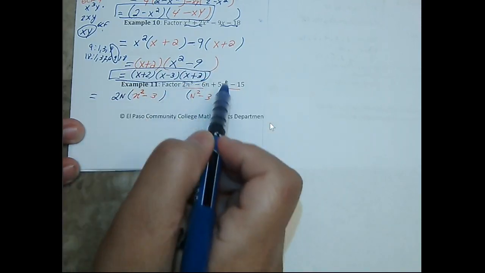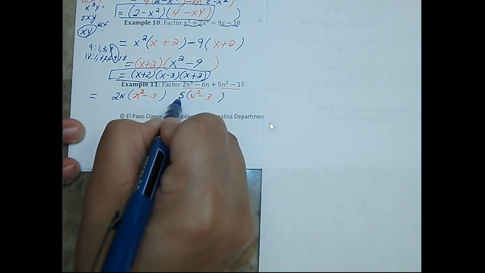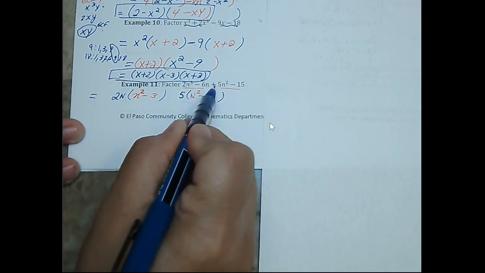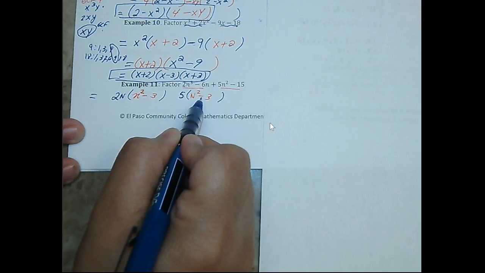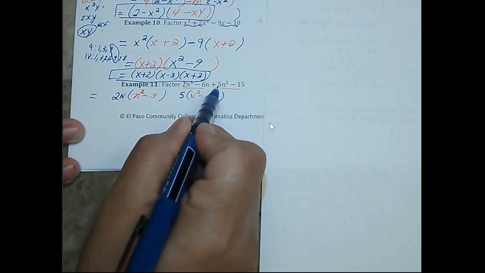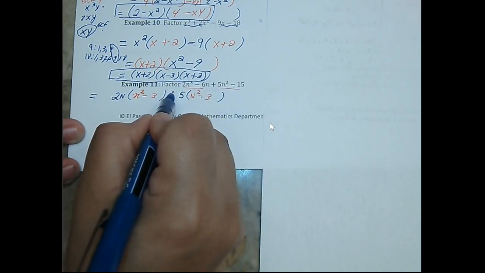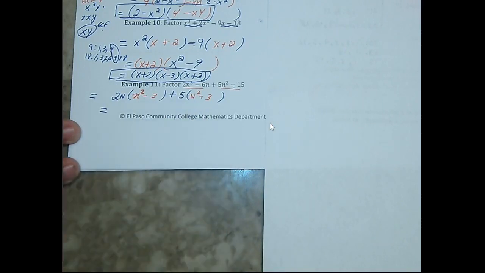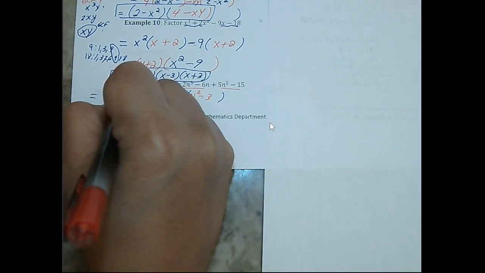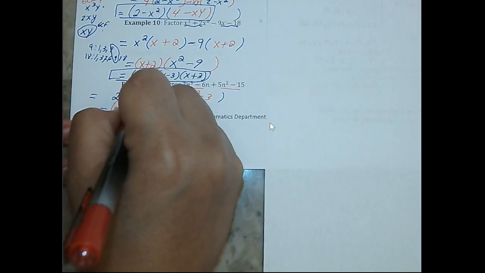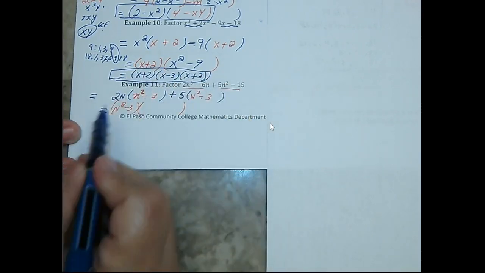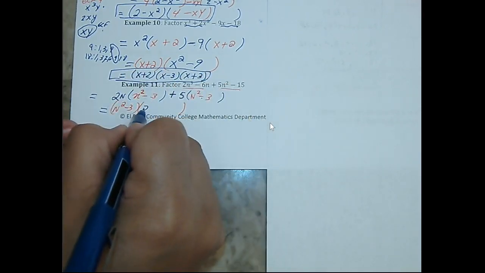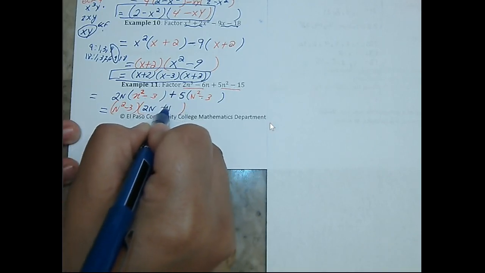So we have 5 and 15. The greatest common factor is 5. 5 times n squared is 5n squared. 5 times negative 3 is negative 15. We need the 5n squared to be positive, so I'm going to use a positive sign here. Now we can factor what's in the parentheses out. So I'm going to write it here, n squared minus 3. If I factor it out, then I'm left with the 2n and the 5. So this would be our factored polynomial.